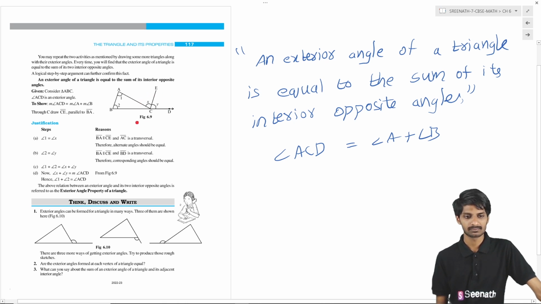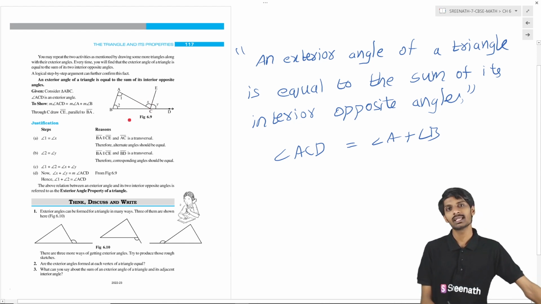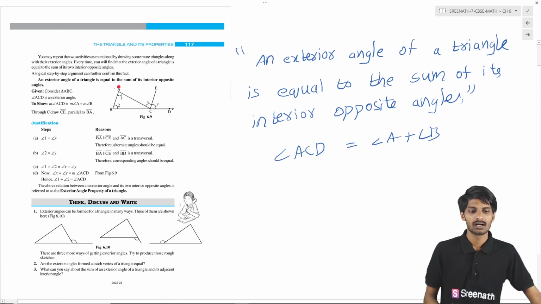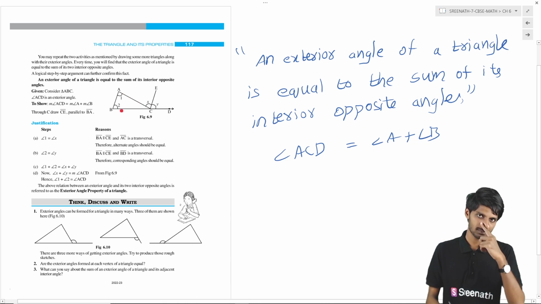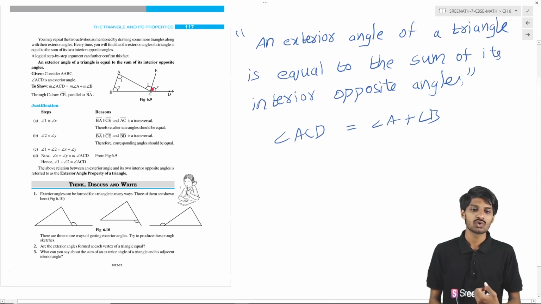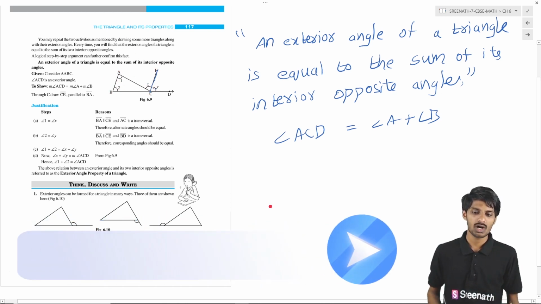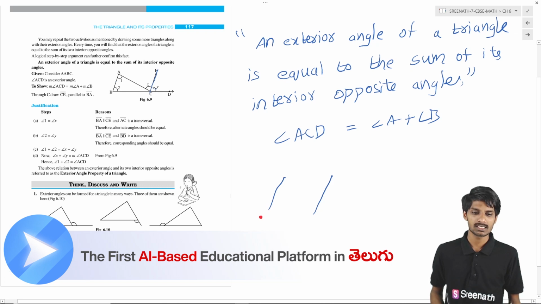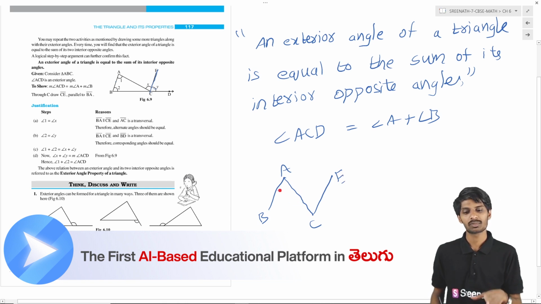Okay, students, finally we can prove it in another way also, which we have learned in the previous chapter. Here is another method. If you want to find the angle at ACD, just draw a line parallel to this AB at this point. So these two become parallel lines. This is B and this is A, and this becomes C, E.